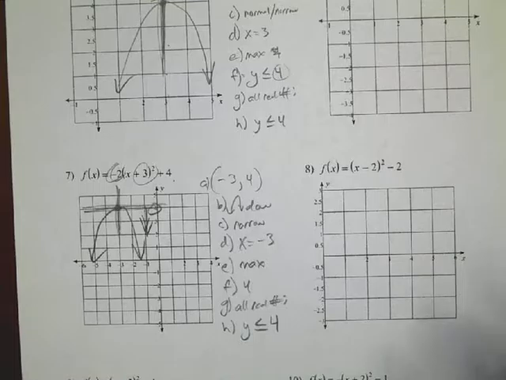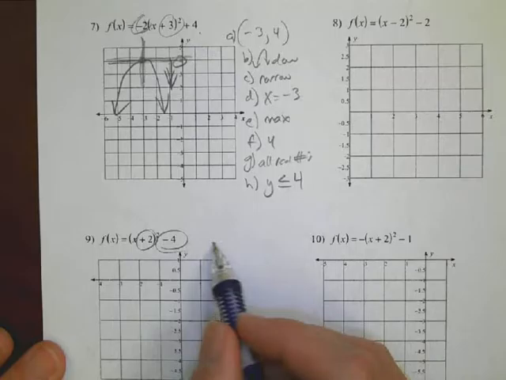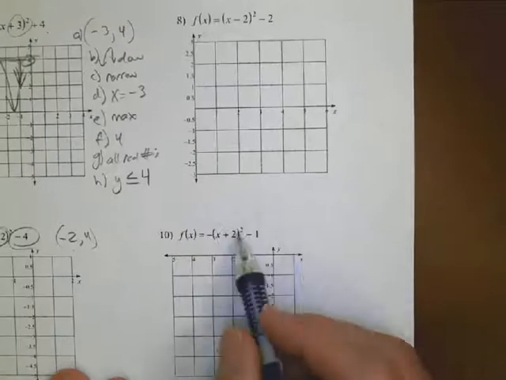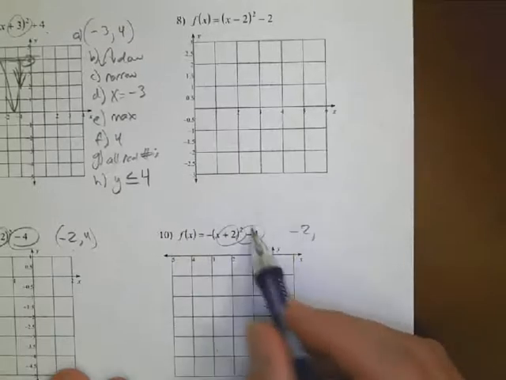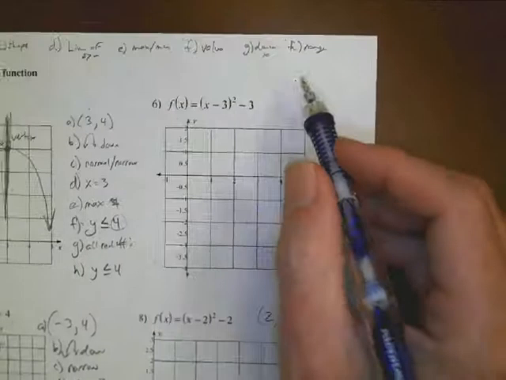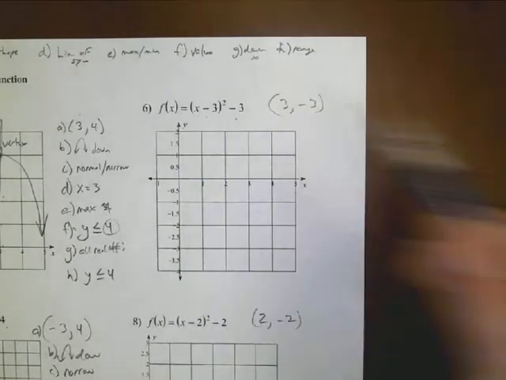The other ones are all the same kind of pattern. You look at number 9, again, vertex, opposite, and the same, so -2, 4. You can look over here, vertex, opposite, -2, -1. Vertex up here, number 8, opposite is 2, -2. And the vertex for 6, opposite, and the same, 3, and -3.